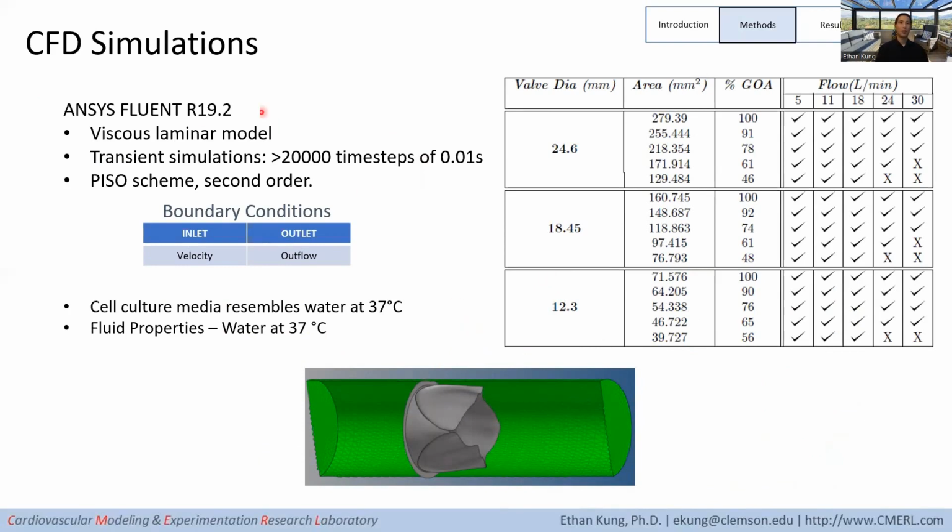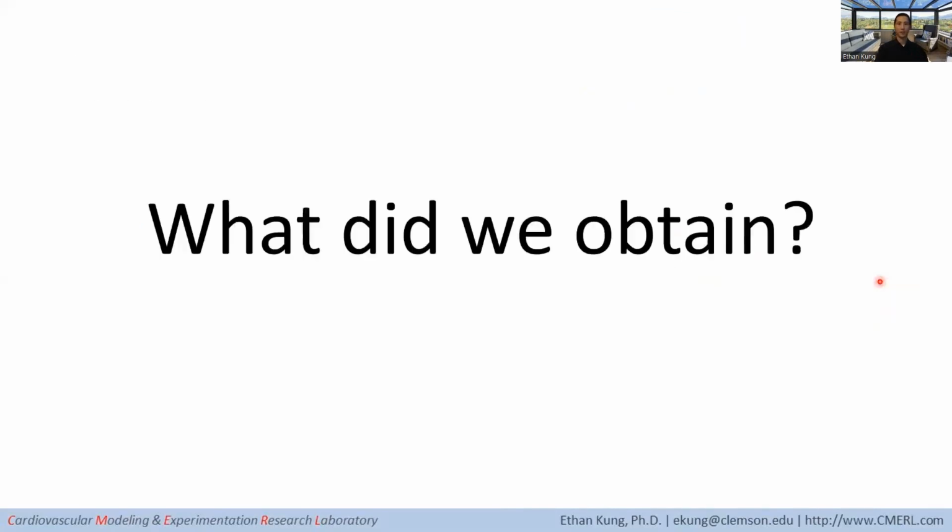So the CFD simulations, these are the simulation parameters. We take the valve geometries, we put them into a fluid domain conduit, and we ran the CFD simulations. For each valve size, we have 5 different geometries of the different opening levels, GOAs. And for each geometry, we ran simulations for different flow rates. And so each check mark here represents one CFD simulation. And so all the check marks here represent all the simulations that we ran.